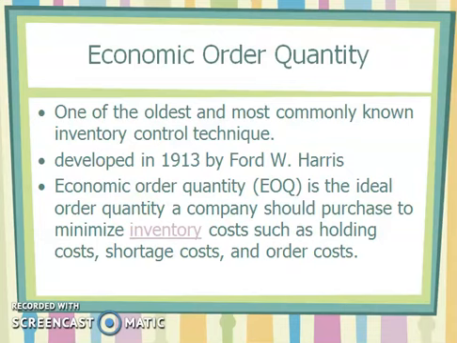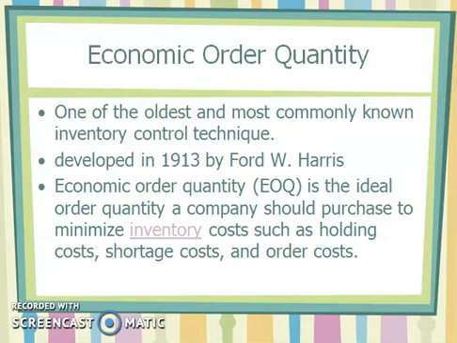EOQ, that is economic order quantity, is one of the oldest and most commonly known inventory control techniques. It was developed in the year 1913 by Ford W. Harris. Economic order quantity is the ideal order quantity a company should purchase to minimize inventory cost such as holding cost, shortage cost, and ordering cost.